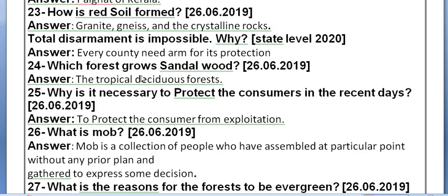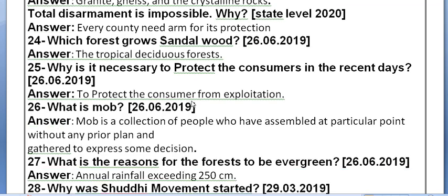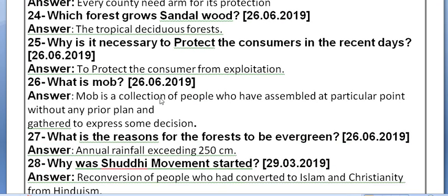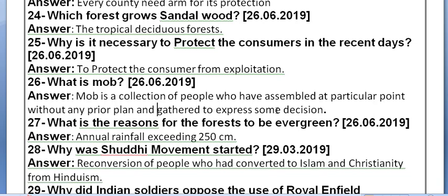Which forest grows sandalwood? The tropical deciduous forests. Why is it necessary to protect the consumers in recent days? To protect the consumer from exploitation. What is a mob? A mob is a collection of people who have assembled at a particular point without any plan and gathered to express some decision.